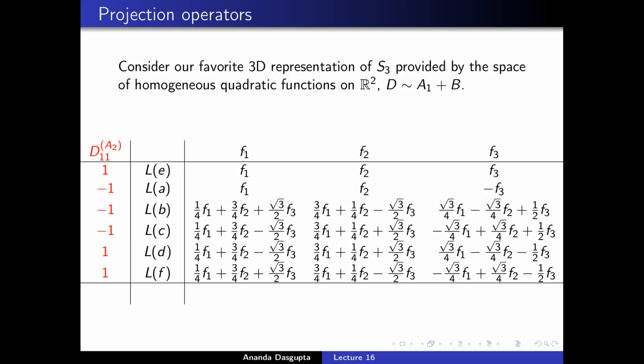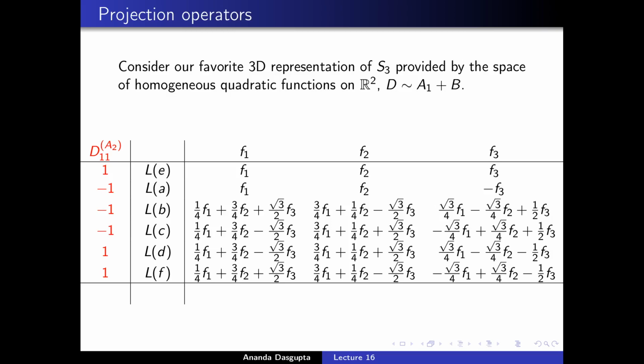Now even before we start building up P A2 and applying it on F1, F2, F3, let me point out that I already know what will happen if I do that. Since our original representation, the reducible three-dimensional representation that we had, was a direct sum of A1 and a 2D irrep B, there was no A2 at all in this representation. What that means is none of these basis vectors F1, F2, F3 will have a projection in the direction of an invariant subspace carrying A2. And that is borne out by a simple calculation.